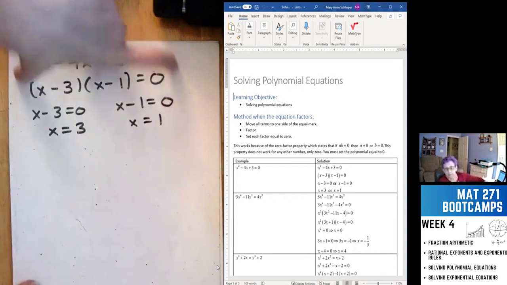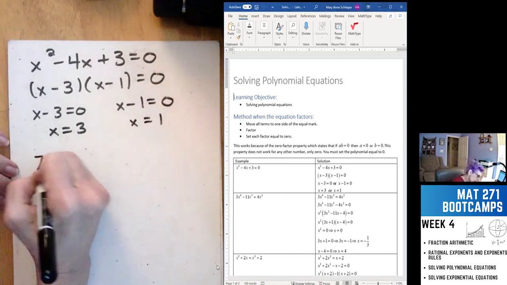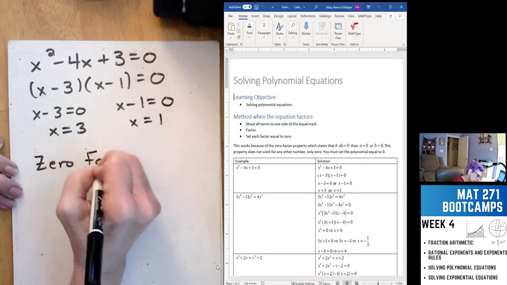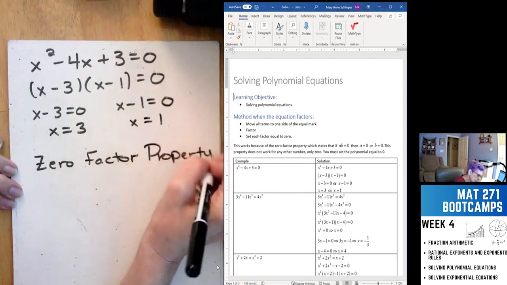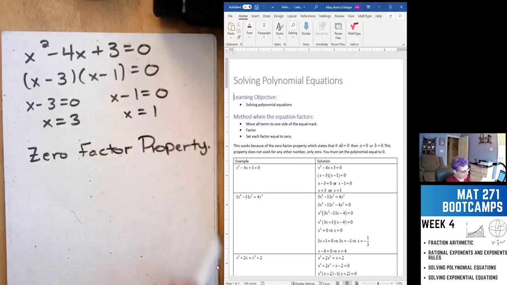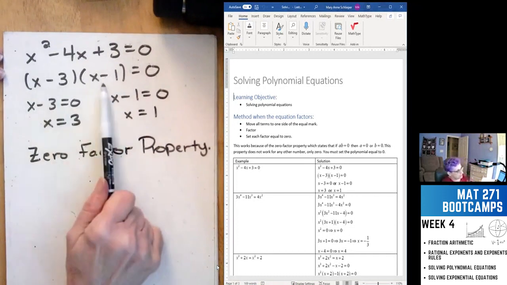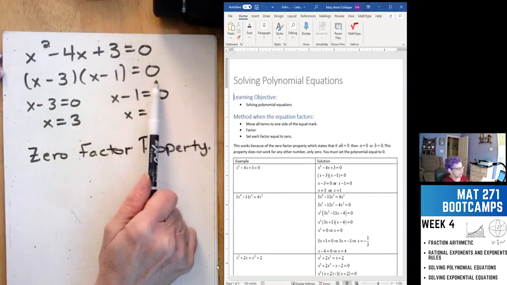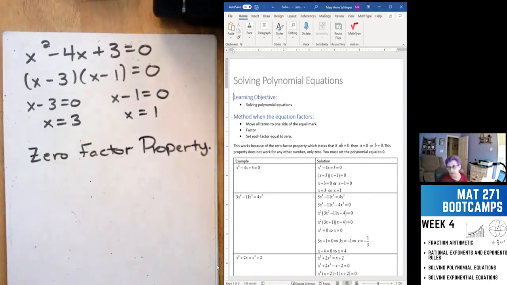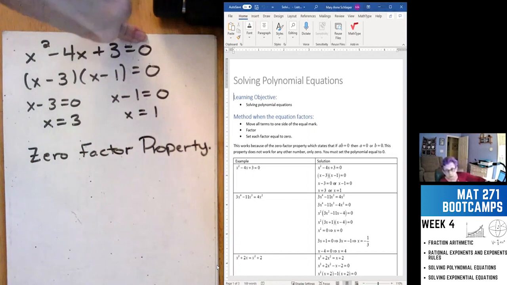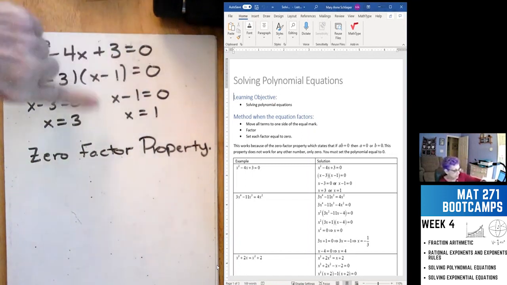And the whole thing that makes this work is the zero factor property. Zero factor property says if this times that is equal to 0, then either this is 0 or that is 0. If you multiply two things together and 0 comes out, one of them's got to be 0. It only works for 0. So you have to get 0 on one side of the equal marks in order to do this.